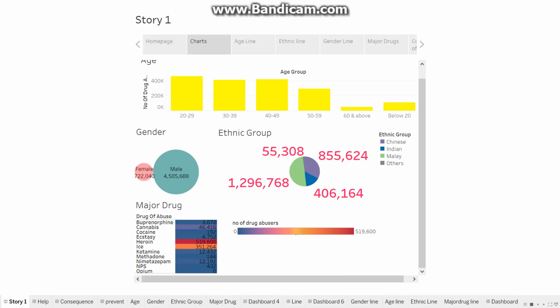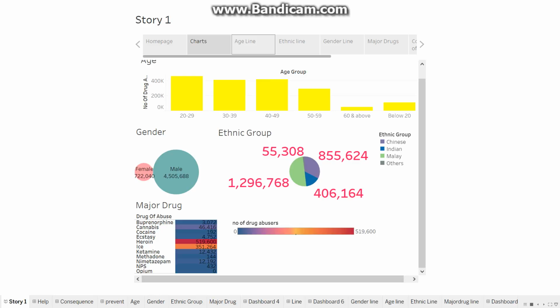Next will be major drugs. I use the highlight table, and from this highlight table there are different shades of colors which indicate the different number of drug abusers. So we can see that the red color and the orange color are both the most commonly used drugs by drug abusers, which are heroin and ice. The heroin took up 419,000, and for the ice it is 351,000.